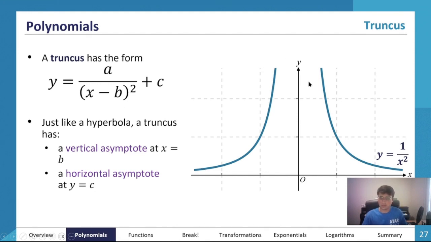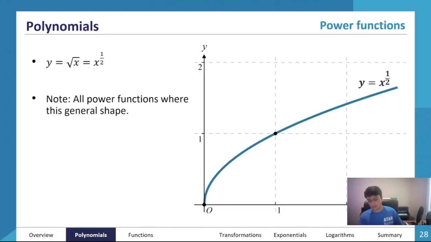You might be familiar with this from your previous study of 1-2. Same kind of rules as well as same kind of form for the equation. Just note that you have the x minus b term being squared, as opposed to hyperbola, where there's no squared term. Again, vertical asymptote at x equals b, horizontal asymptote at y equals c. Okay, we'll look at some other functions now.